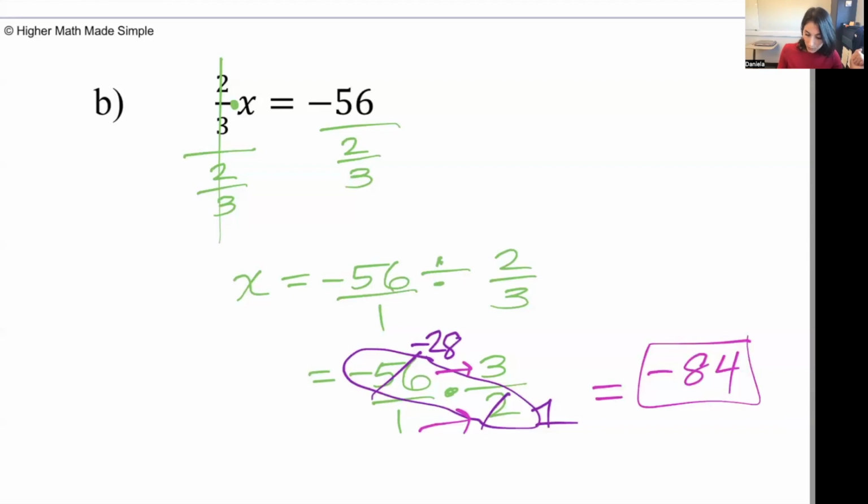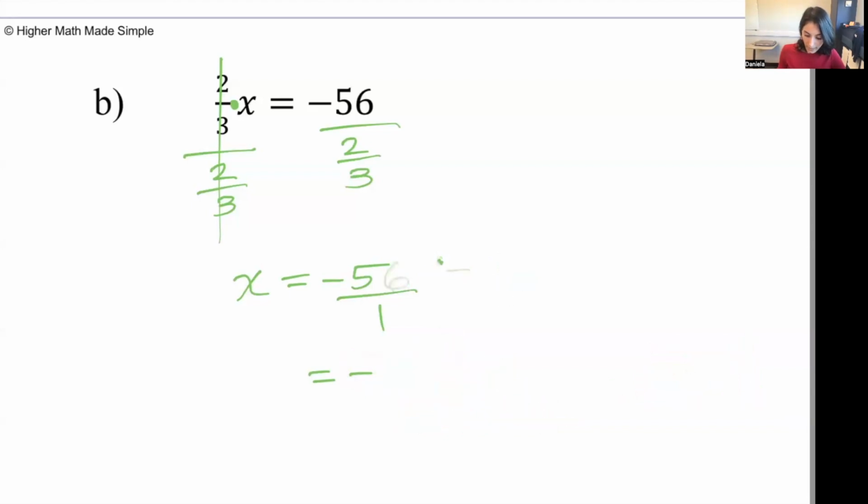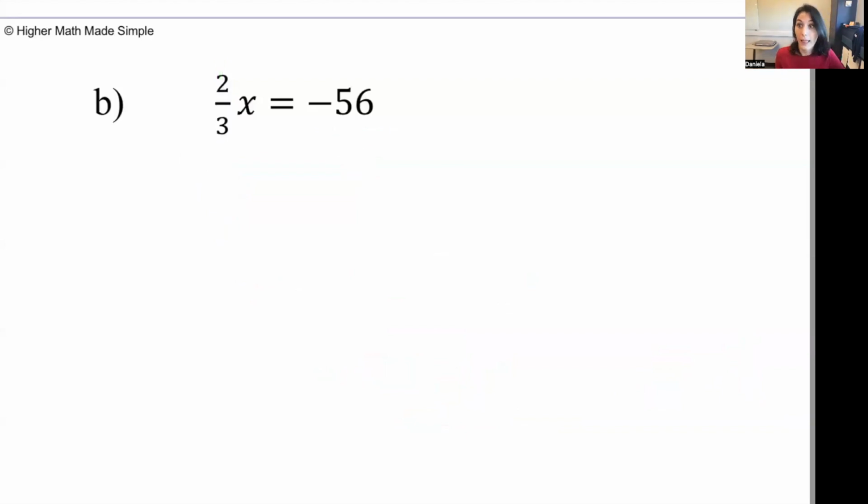So if you'd rather work with smaller numbers, I don't know if your teacher is going to make you do things without a calculator, cross-simplifying would be a great skill to have for sure, especially when you get to pre-calc. That's going to come up a lot, and not just in pre-calc, but also in algebra 2, trig, those types of classes.